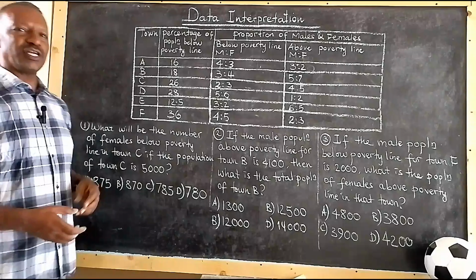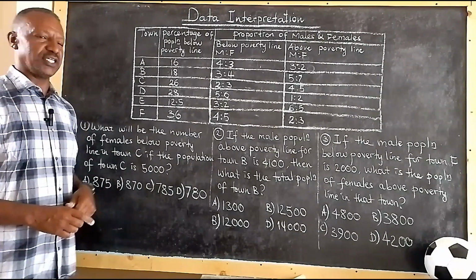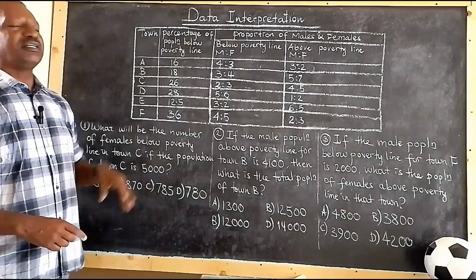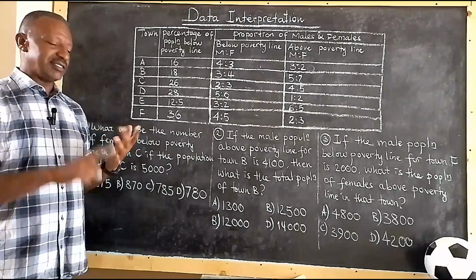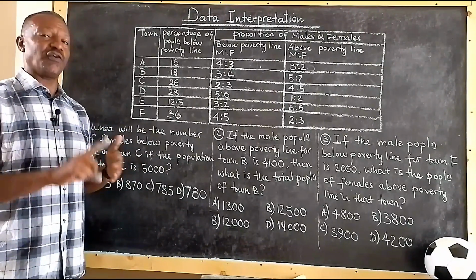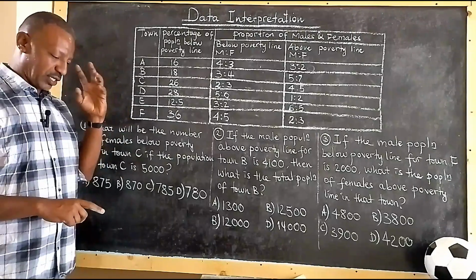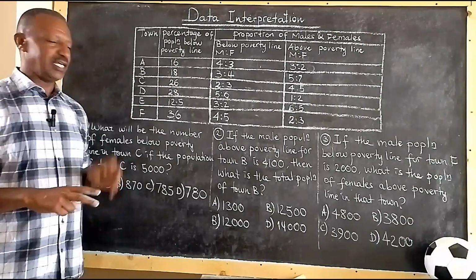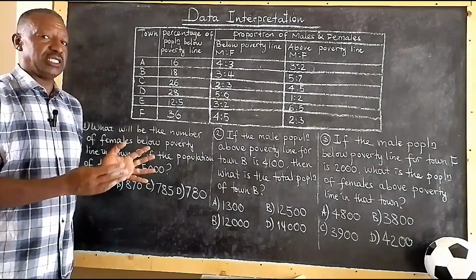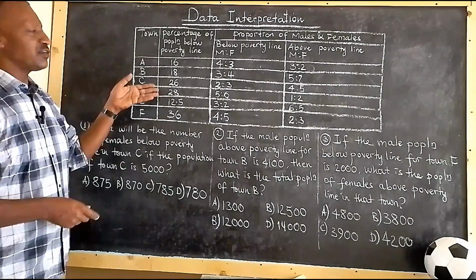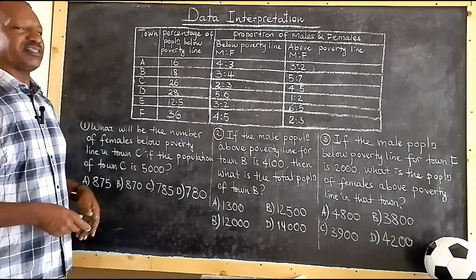The first thing you have to understand in data interpretation questions is the data inside the table, the pie chart, bar graph, or line graphs. First, you have to understand and be clear about that data. Thereafter, you can easily do the questions. As you can see here in this table, the data is very clear.